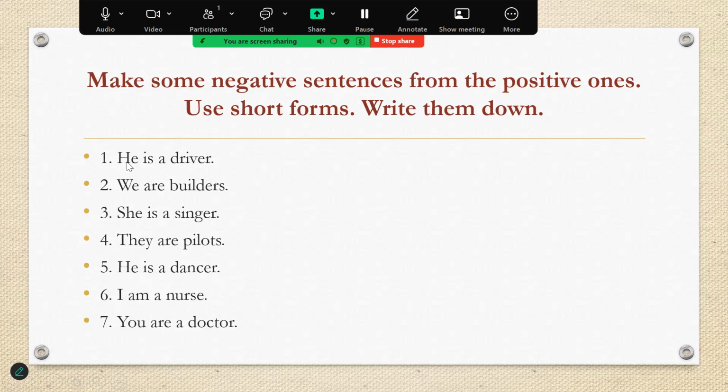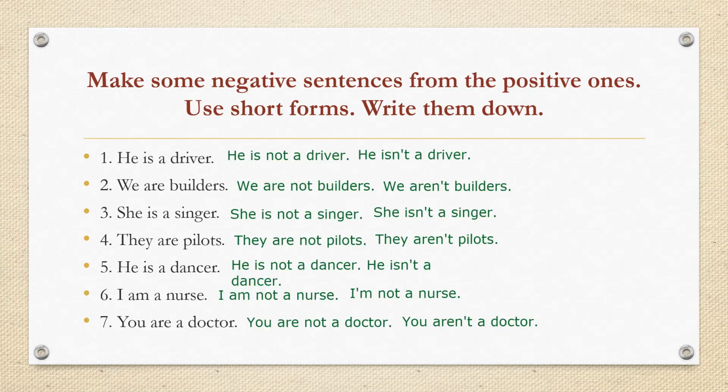Short forms. He isn't a driver. We aren't builders. She isn't a singer. They aren't pilots. He isn't a dancer. I'm not a nurse. You aren't a doctor. All right, let's keep going.